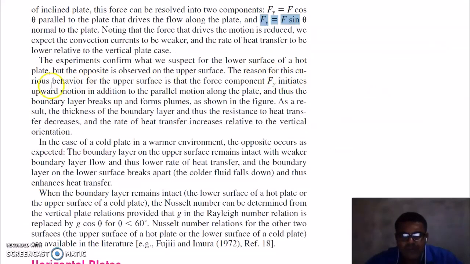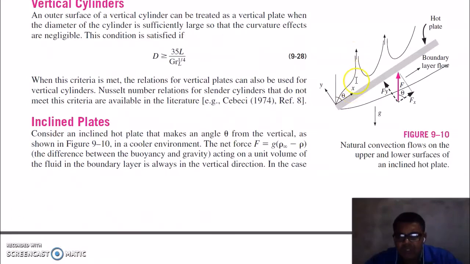The reason for this curious behavior for the upper surface is that the force component Fy initiates upward motion in addition to the parallel motion along the plate, and thus the boundary layer breaks up and forms plumes as shown in the figure. As a result, the thickness of the boundary layer and thus the resistance to heat transfer decrease, and the rate of heat transfer increases relative to the vertical orientation. So in the case of this upper surface, the heat transfer is more as compared to the vertical plate.